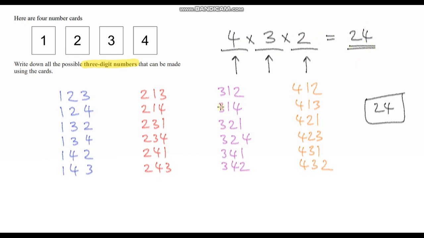So hopefully this video was useful, and just remember that whenever you're listing outcomes, try to do it systematically because it's definitely the most efficient method to use.